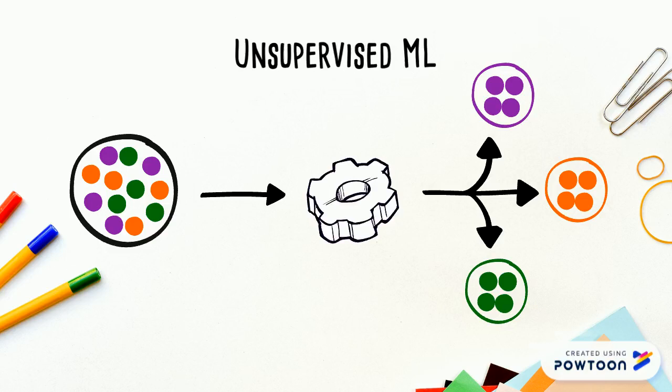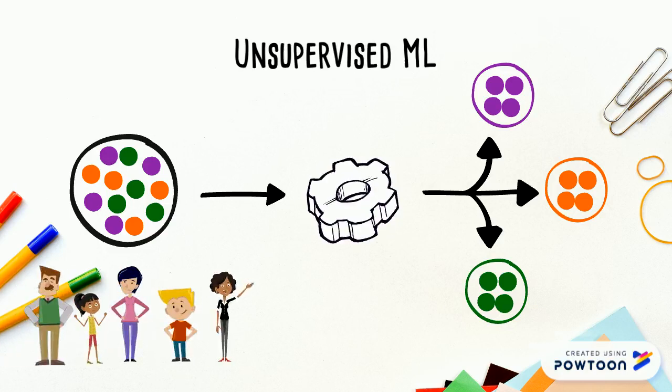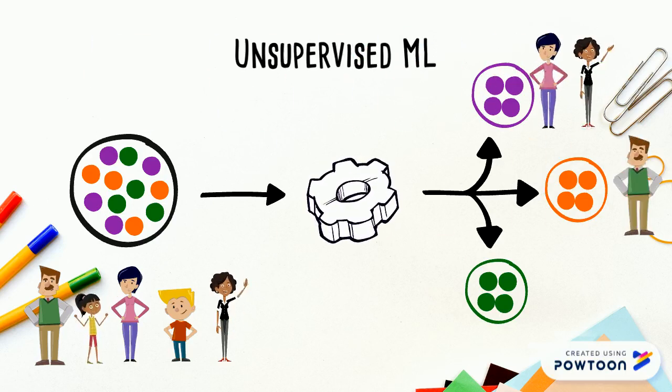For example, in the case with customer segmentation, initially we know only some information about customers, but we don't know anything about possible clusters they might belong to. So to decompose them into clusters, we can use the cluster analysis algorithm.